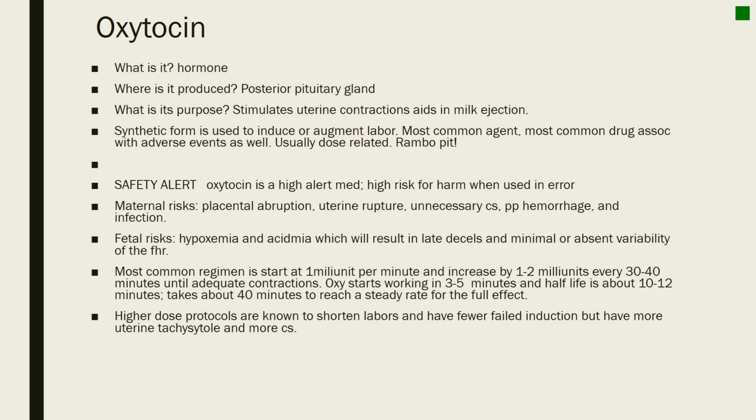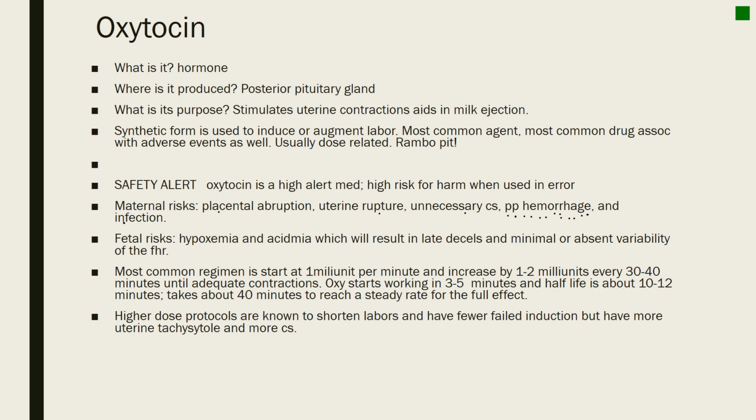The maternal risks: placental abruption, uterine rupture, an unnecessary C-section, postpartum hemorrhage, and infection. Because we increase this Pitocin, the body gets a little bit resistant to the oxytocin. So after delivery, these patients are going to require a little more attention because their fundus is going to be a little boggy. There are fetal risks: hypoxemia, acidemia, that results in late decels and minimal or absent variability.